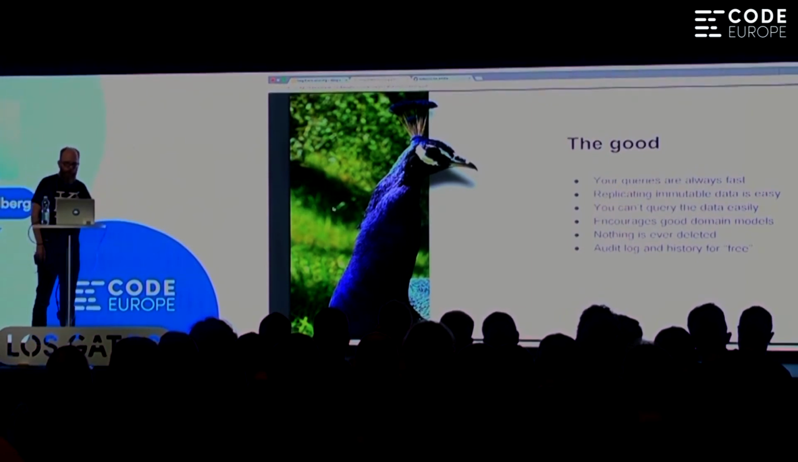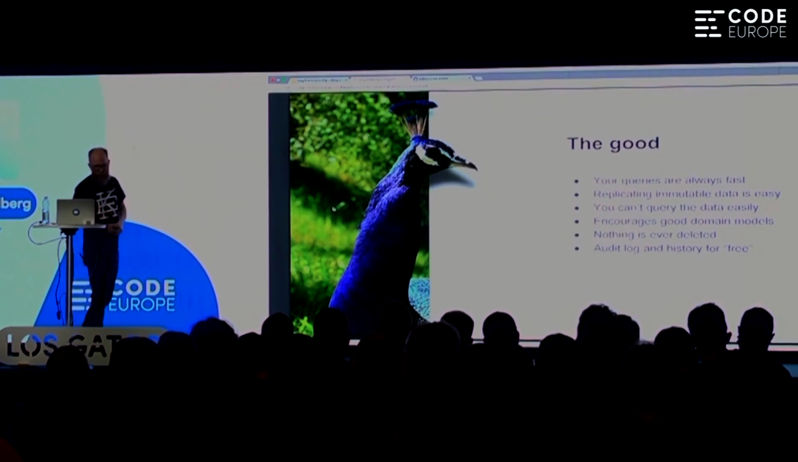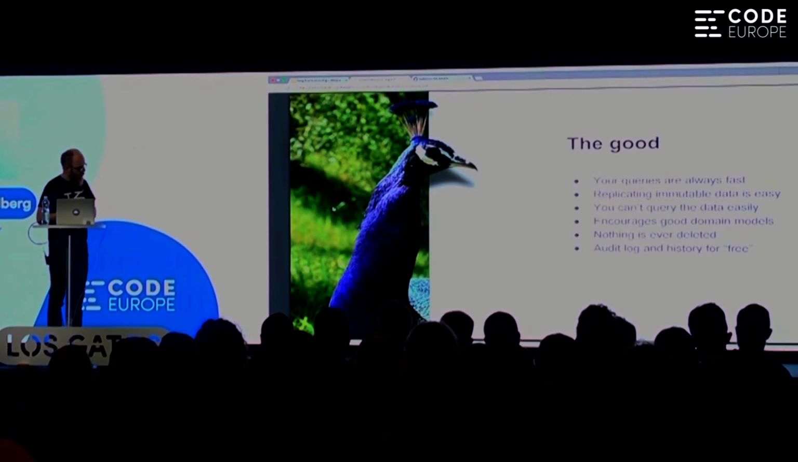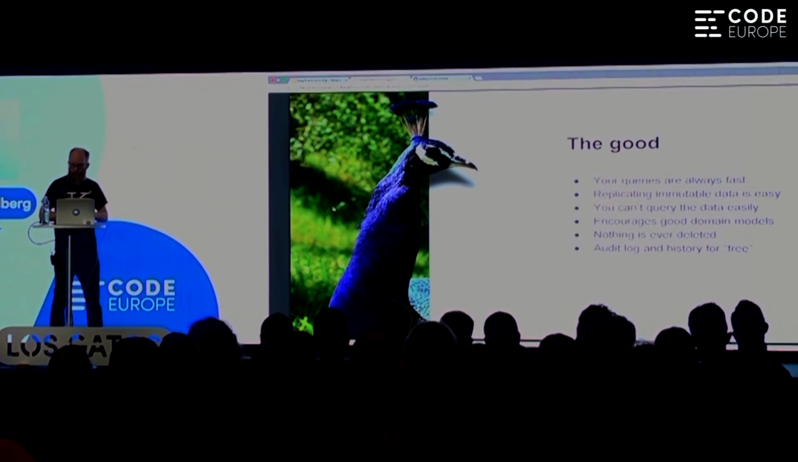And you encourage good domain models, and that's really important to me because DDD is awesome and everyone should use it always. And nothing is ever deleted.